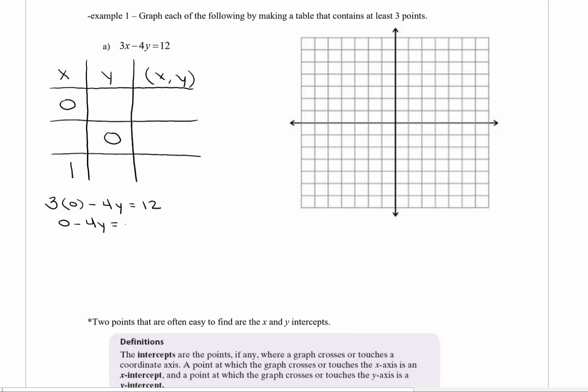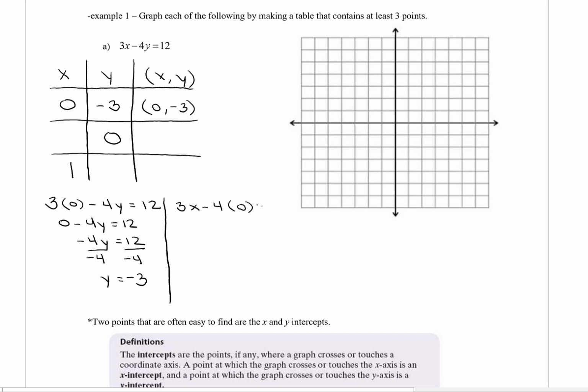We're going to start off by substituting x equal to 0 into our equation. So we're going to get 3 times 0 minus 4y equals 12. And then our next line will be 0 minus 4y equals 12, which is equal to -4y equals 12. We can divide both sides by -4. The -4's will divide out on the left-hand side, and we will be left with y equals -3.